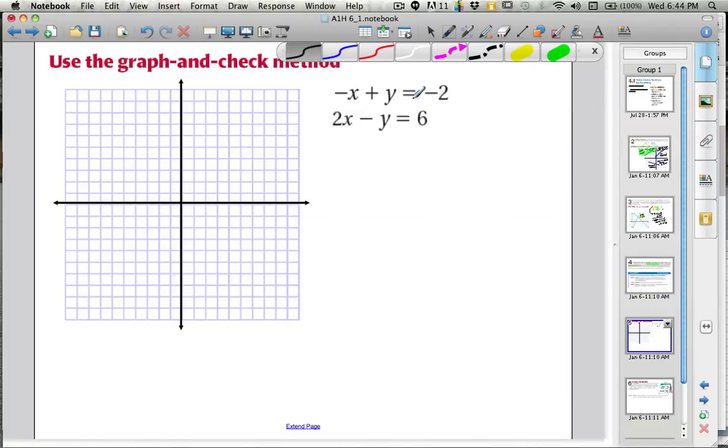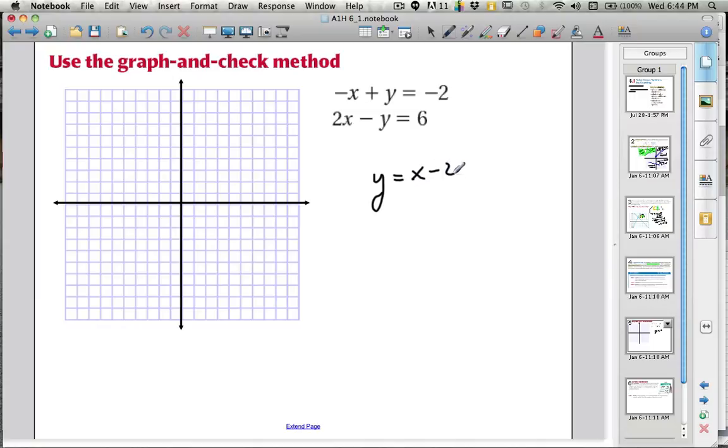So the first thing I'm going to do is put these things into slope-intercept form. So for this equation, I'll add x. And for this equation, I'm going to add y and subtract 6. So here I have a y-intercept of -2, that's right here, and a slope of 1. So if I go up 1 over 1, that would be my second point.